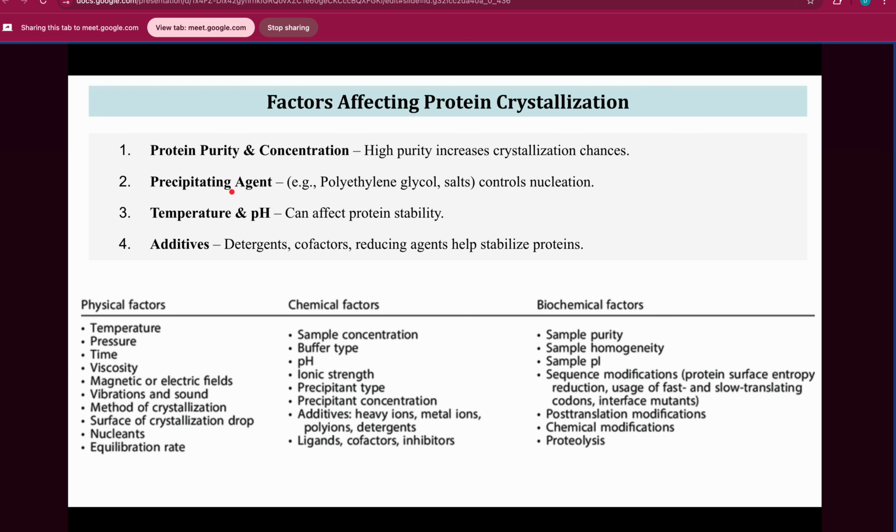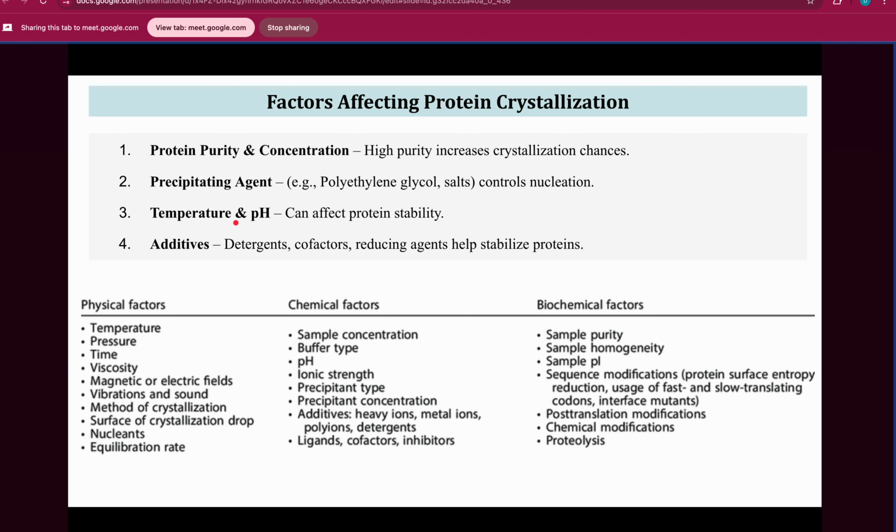Then come precipitating agents. There are some precipitating agents which control the nucleation. As we have seen, in nucleation, not aggressive aggregation is happening. There is a little bit of aggregation happening such that crystals can be formed. So if you are using certain precipitating agents and their concentration is high, then it might interfere with nucleation. In that case, it might enter into the precipitation zone, which is the unstable zone, in which crystallization won't happen. So you need to make sure that the precipitating agents which are used are in the proper concentration to manage the proper crystallization.